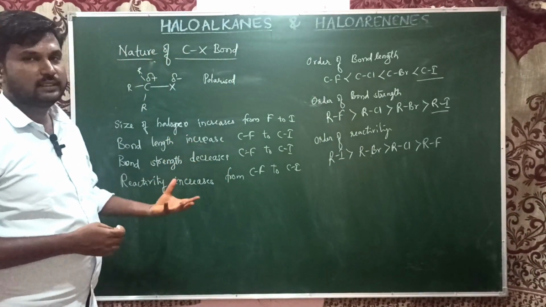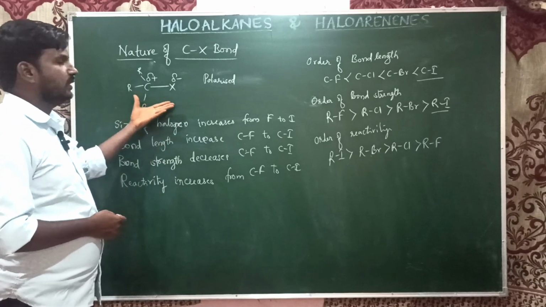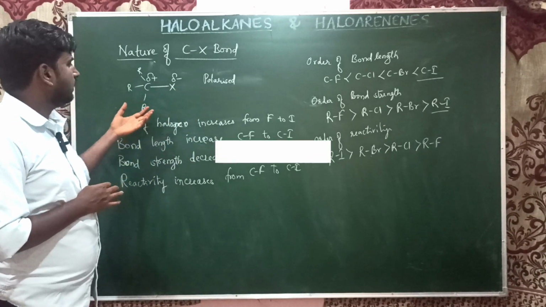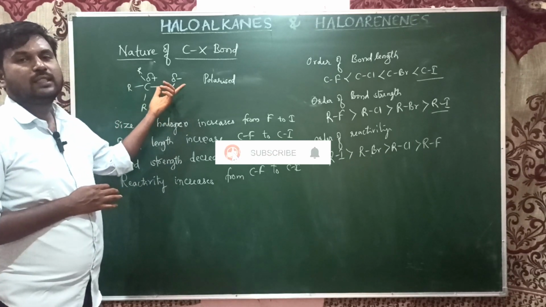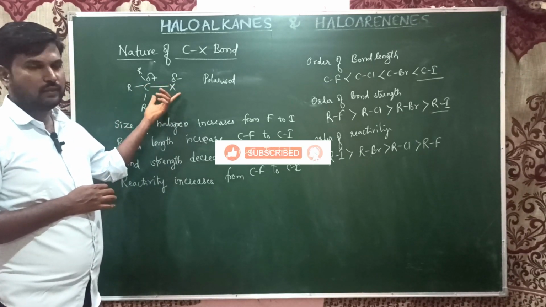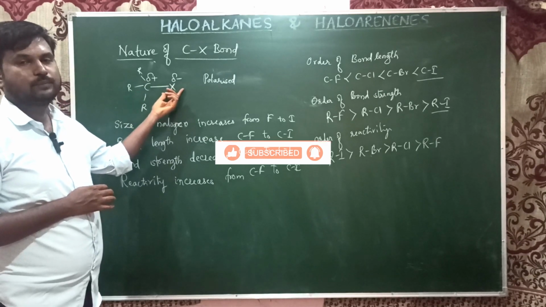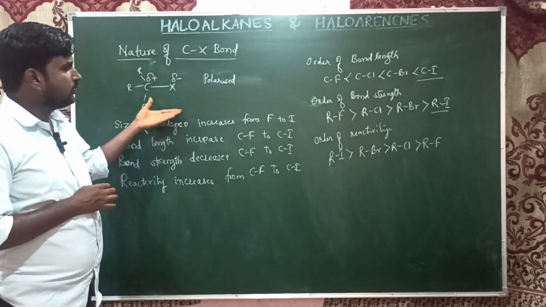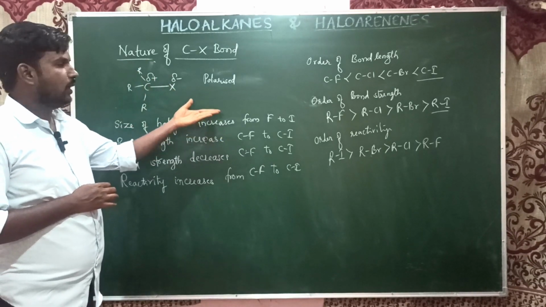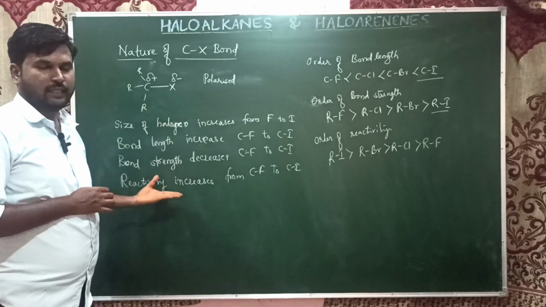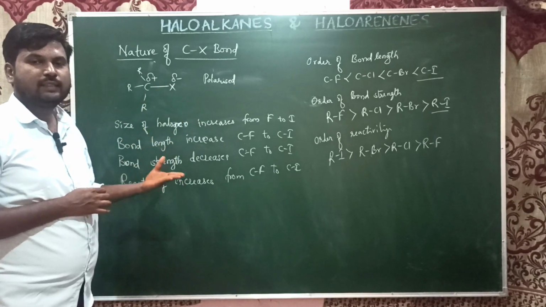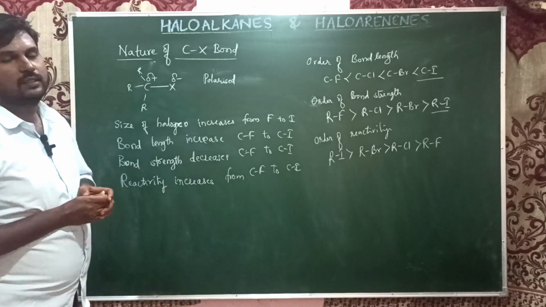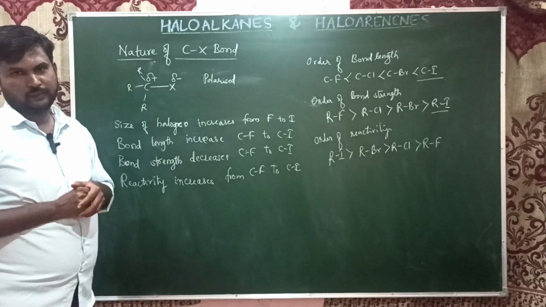These are the basic things we should know, and this is how these bonds are present in the carbon halogen bond. So the carbon halogen bond especially depends upon the nature of halogen. All the halogen atoms are electronegative, hence this bond becomes polarized, and the variation you can see from fluoride to iodides is based on their size, strength, length, and also reactivity. Okay, this is about the nature of the carbon halogen bond.